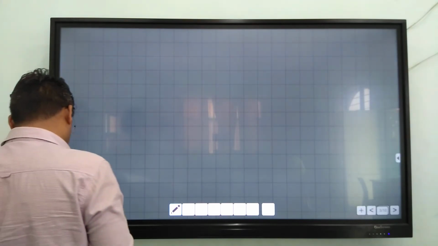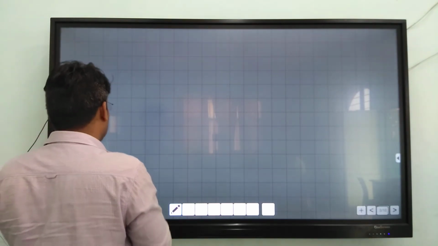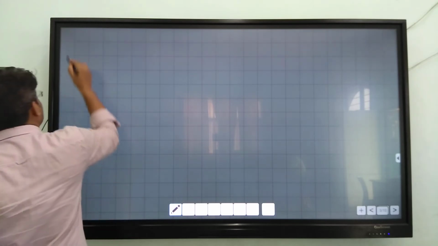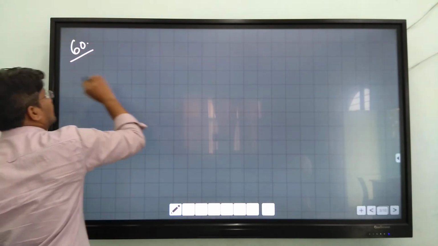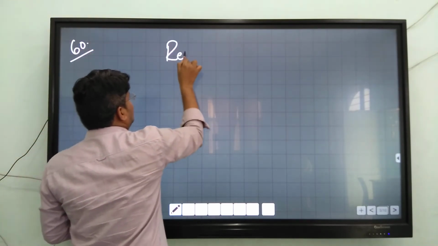Pass the necessary journal entries, prepare the revaluation account, partners' capital accounts, and the balance sheet after the admission of C. First of all, you have to prepare the revaluation account. Question number 60. Revaluation account.